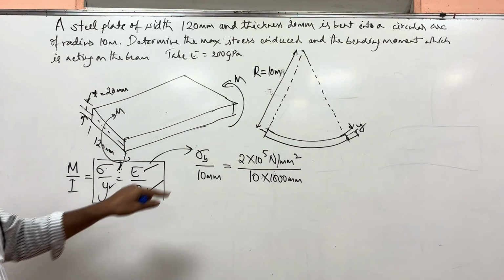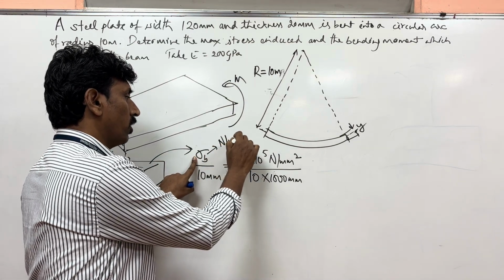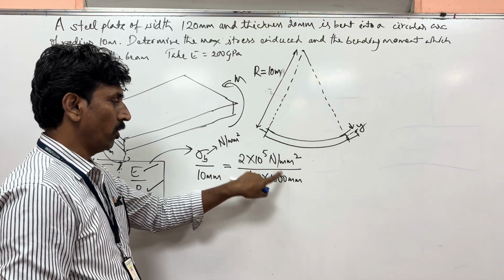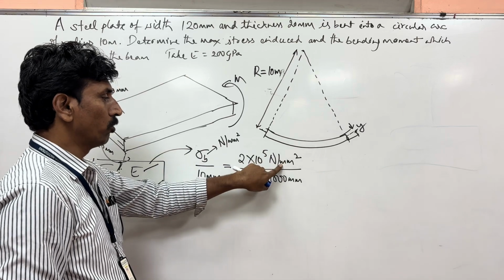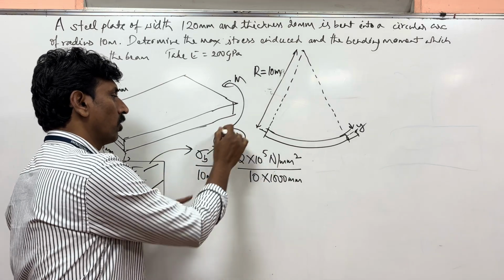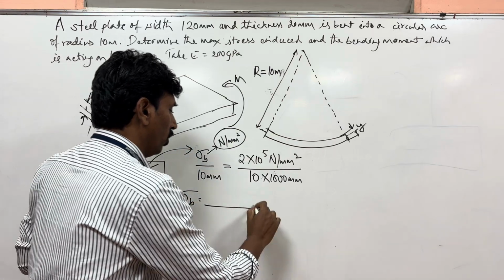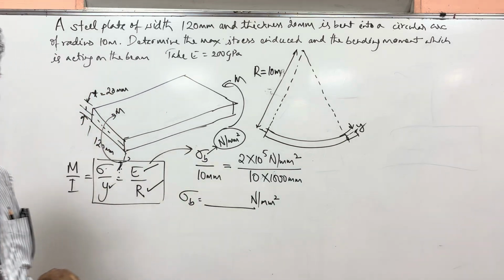And then here, anyway, this is in Newton per mm square. See the consistency in the units. Here it is Newton per mm square divided by mm. Here it is Newton per mm square divided by m. So that means now to balance this equation, this has to be Newton per mm square. So whatever you are finding here, the answer is in Newton per mm square.